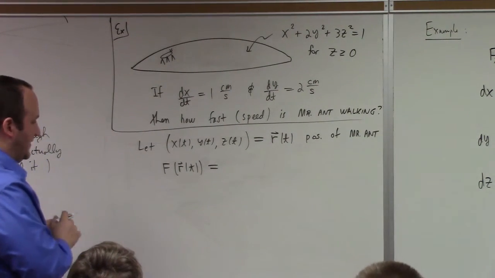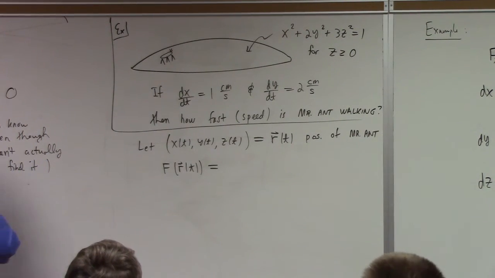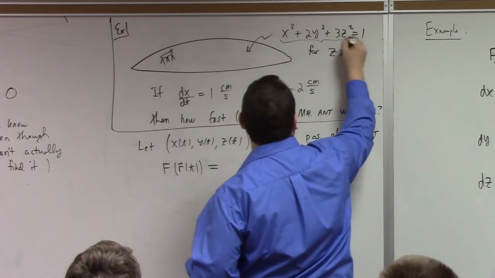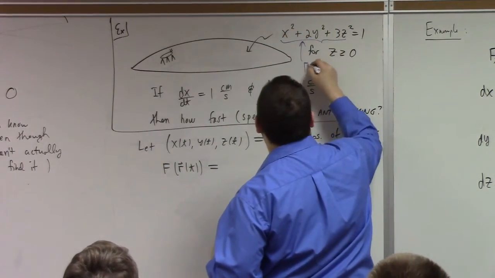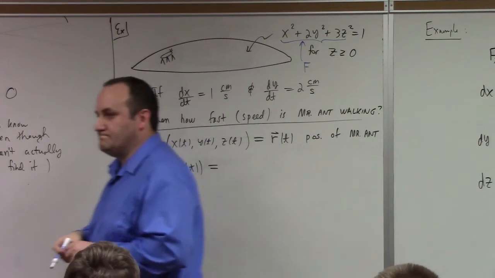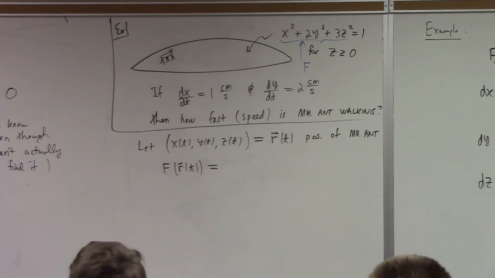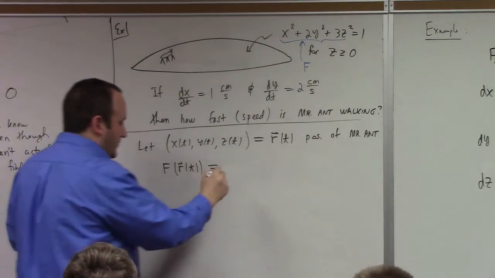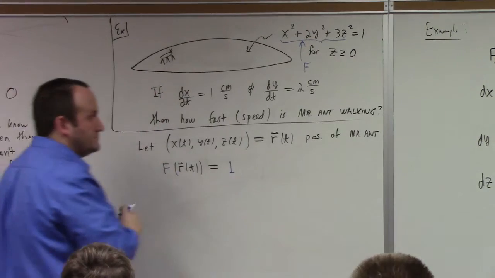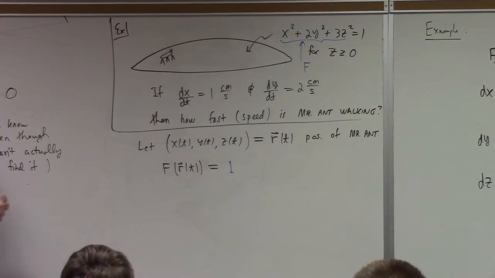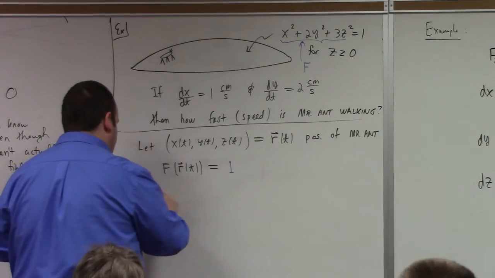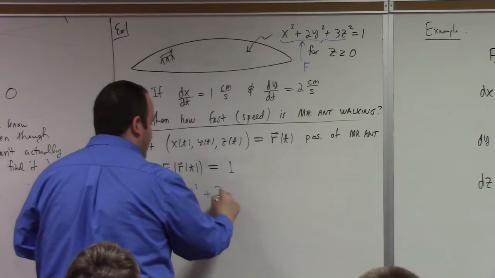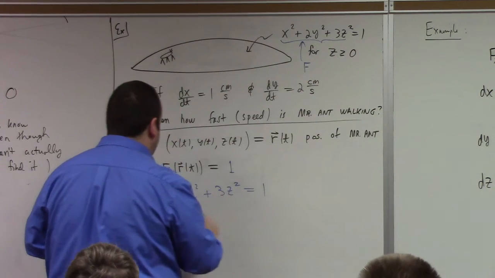Oh, I'm sorry, I didn't tell you what f was. What was f? This thing is the level function which it's stuck on, right? So I know that f of r of t is equal to 1 by assumption, right? But let me just be a little bit more explicit. So we know that x squared plus 2y squared plus 3z squared equals 1. I mean, I think we can all agree on that.